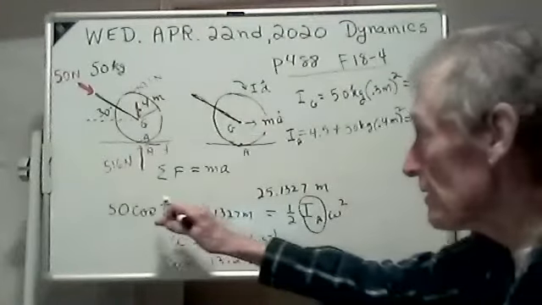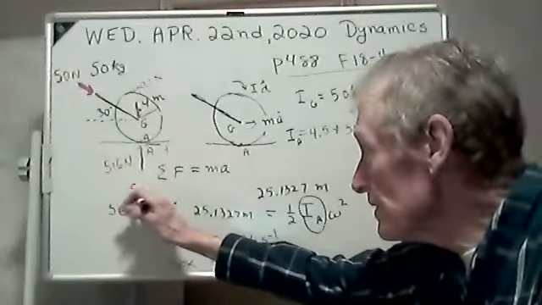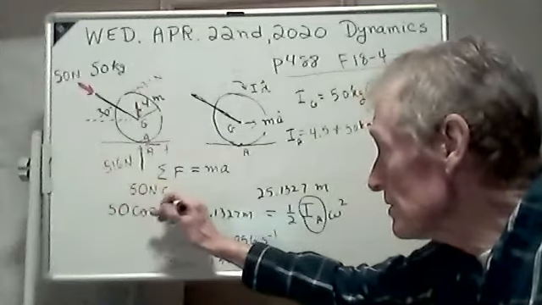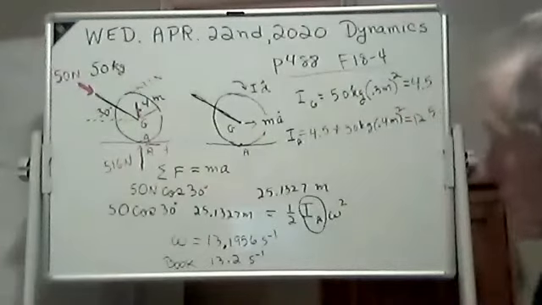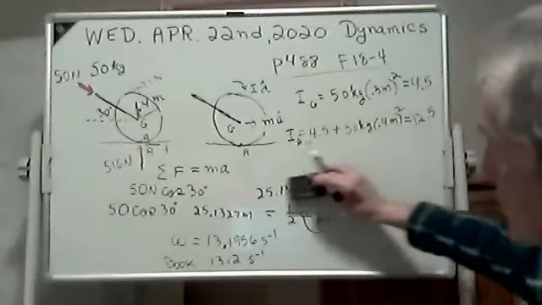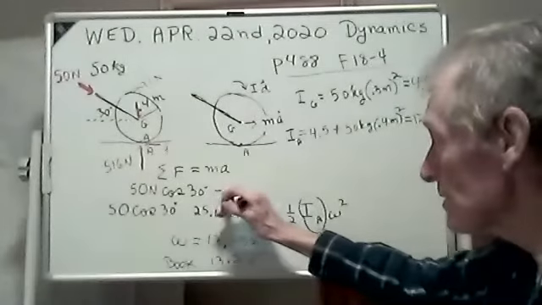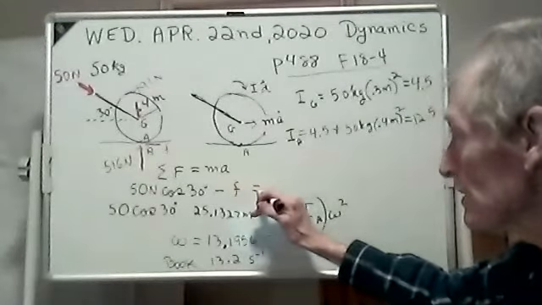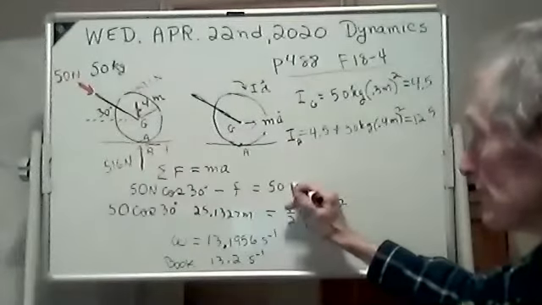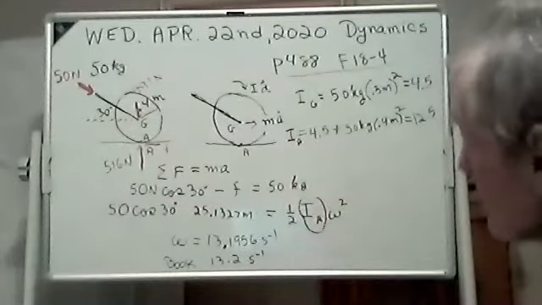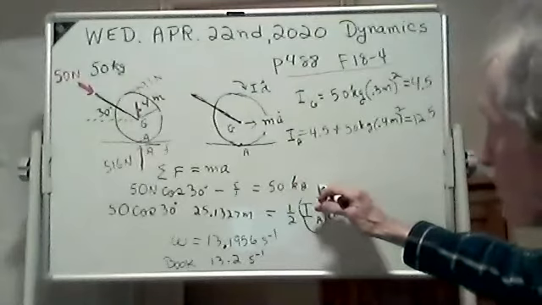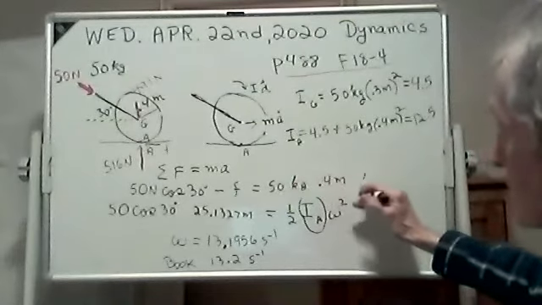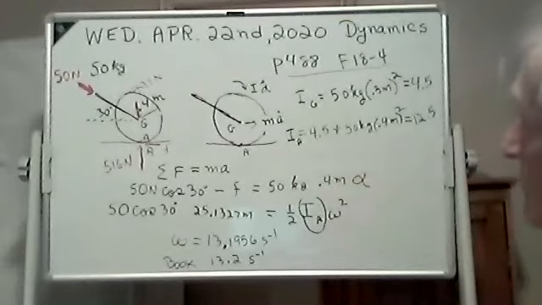Okay, let's write it. Here we go. We have 50 newtons times cosine of 30 degrees going to the right, minus the friction, equals the 50 kilogram times A. Now, A could be written as 0.4 meters times alpha. And dang it, I've lost my alpha. I think I erased it.